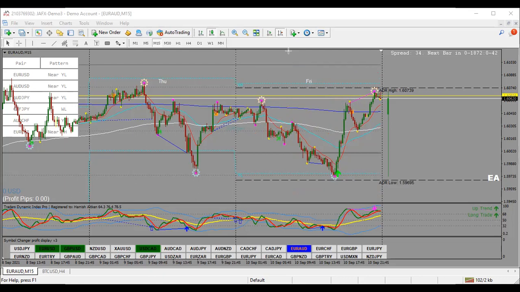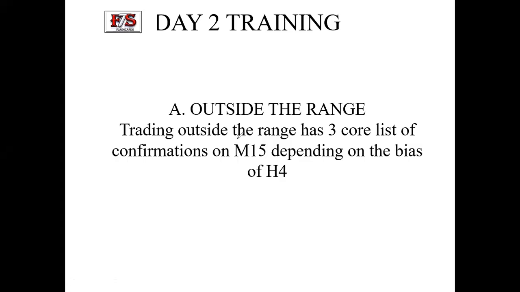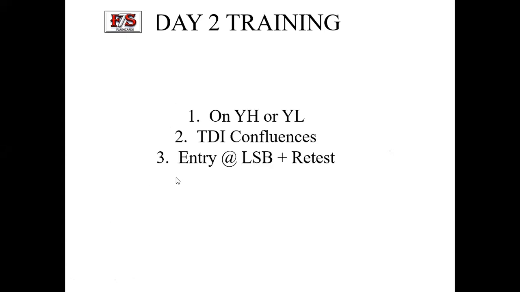Now, we start with outside the range. Trading outside the range has three core lists of confirmations on M15, depending on H4 bias. Now, what am I trying to say? Outside the range has three core lists of confirmation. Now let me explain. Like I said, price might either be on yesterday's high or yesterday's low. Is that true?